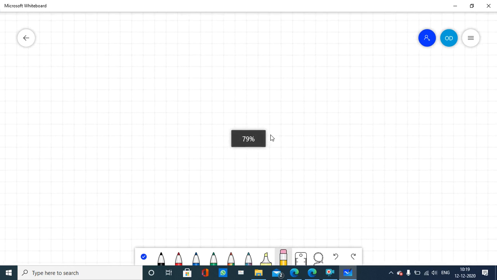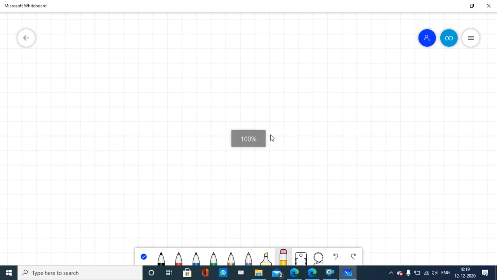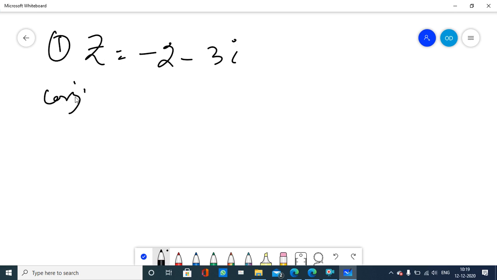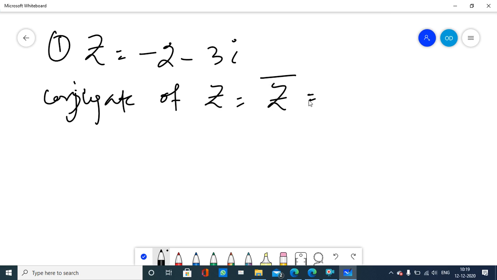Now let's talk about the properties of conjugate and modulus of a complex number. Okay, so I hope all of you remember how to find the conjugate of a complex number. I give you a complex number. Suppose I give you z is equal to -2 -3i, and I want you to find the conjugate of the complex number. Conjugate of z is denoted by z bar.